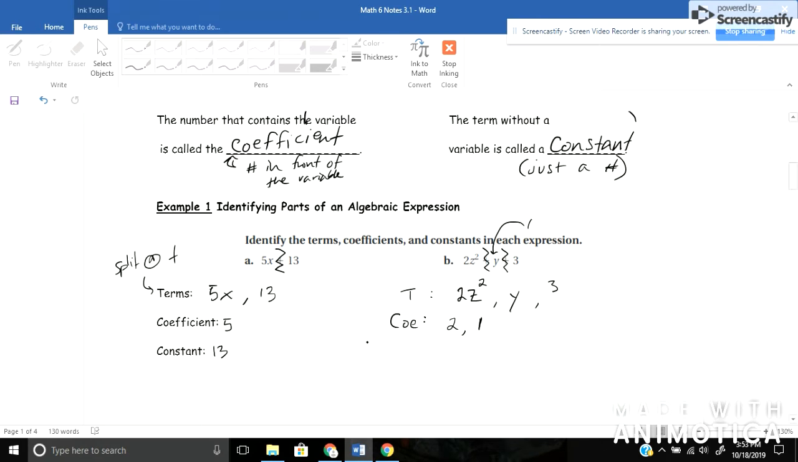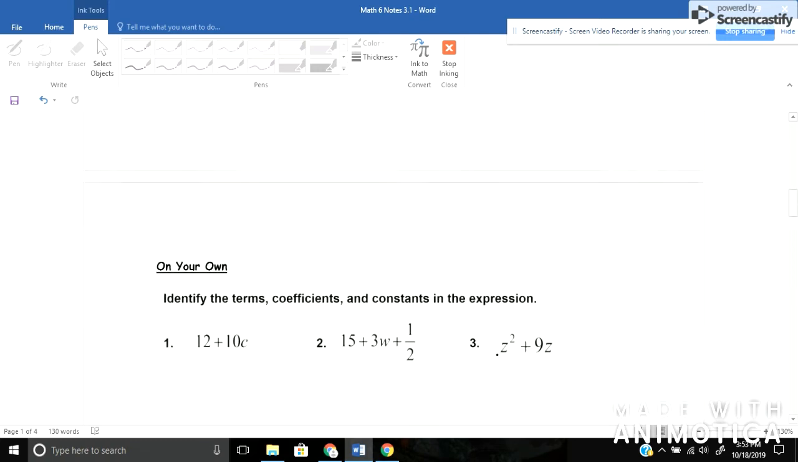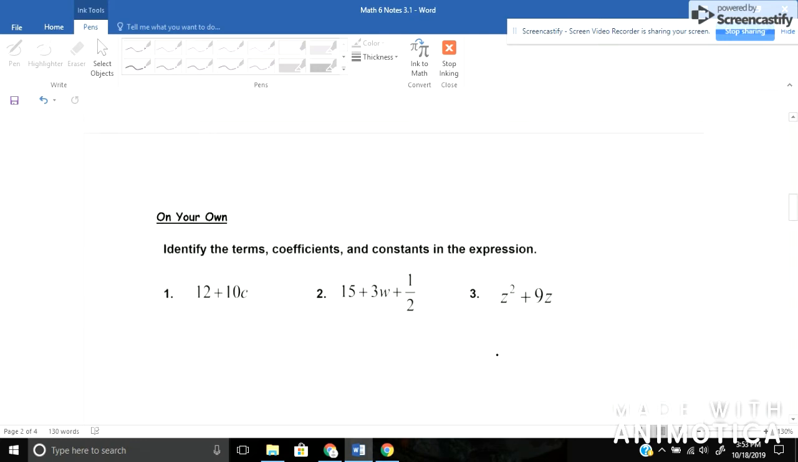And then lastly, constants. Are there any just numbers in this problem, numbers that stand alone? Yep, it would be 3. Okay, so that's what you'll have to do first, is identify terms, coefficients, and constants in an algebraic expression. I've got 3 on your own to do that with. Please pause the video and try them out.